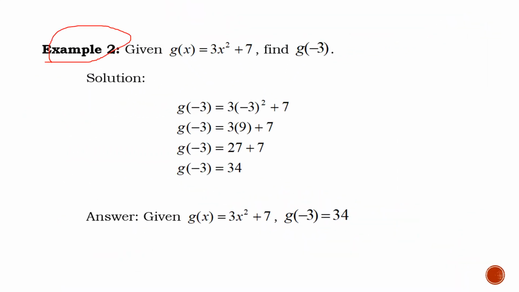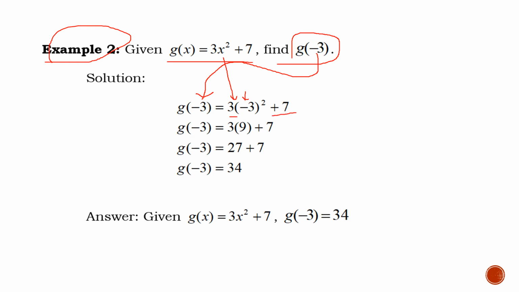So for example number 2, given g of x is equal to 3x squared plus 7, find g of negative 3. We simply substitute negative 3 to the variable in the given function g of x. So g of negative 3 is equal to 3, we copy the numerical coefficient from the first term, which is 3x squared. Then we replace x by negative 3. That's why it's negative 3 here, raised to 2, plus 7.